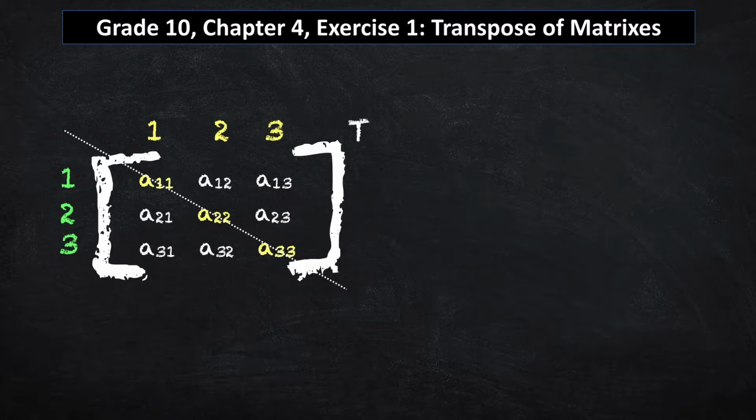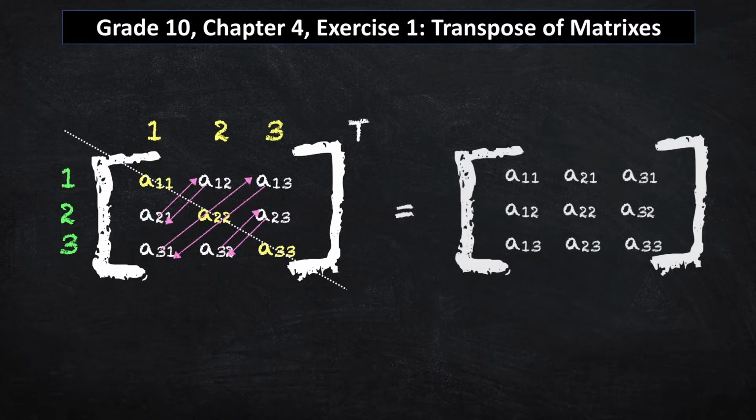What happens in the transpose is that the number A21 takes the place of the number A12, and the number A12 takes the place of the number A21. In the same way, the number A31 takes the place of the number A13, and the number A13 takes the place of the number A31. And again, the number A32 takes the place of the number A23, while the number A23 takes the place of the number A32. And diagonal numbers are always in the same place. So the transpose of this matrix is this matrix.